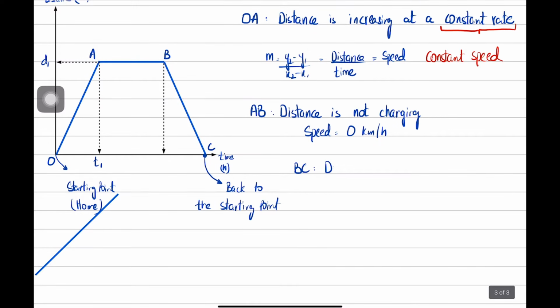What's happening from B to C? From B to C, the distance is decreasing. How do I know it's decreasing? Because it's a downward sloping line. The distance is decreasing, and it is decreasing at a constant rate. And this constant rate means that the speed is constant.